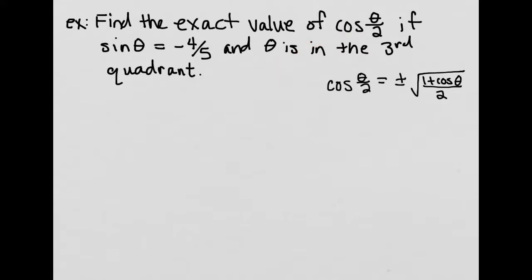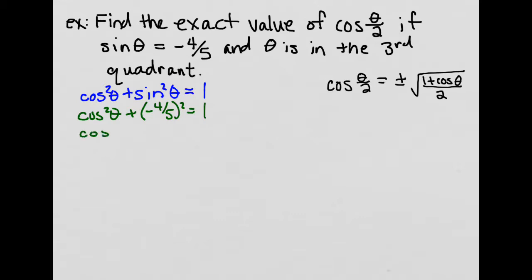You could also use the Pythagorean identity, cosine squared theta plus sine squared theta is equal to 1. And we could plug in -4/5 for sine and solve for cosine. Let's go ahead and do it that way. So we have cosine squared theta plus -4/5 squared is equal to 1. So we get cosine squared theta plus 16/25 is equal to 1.